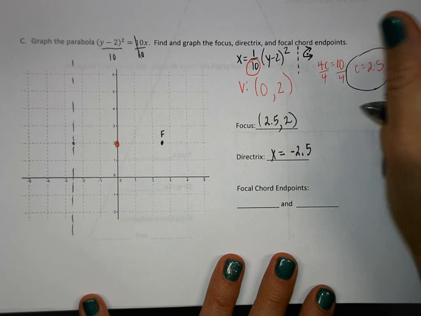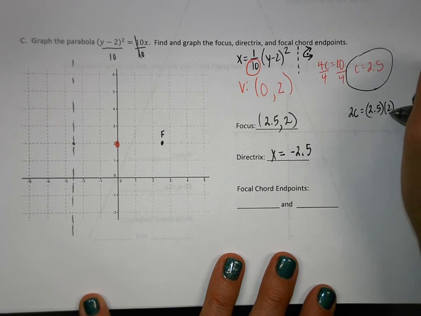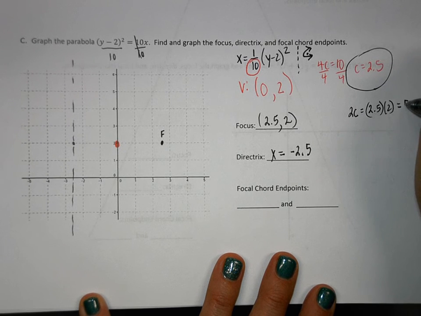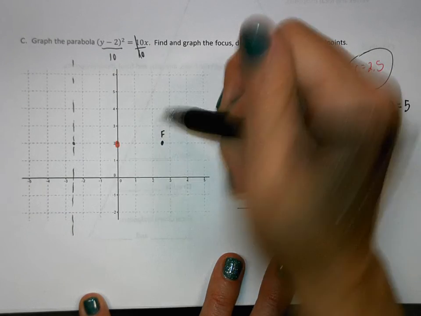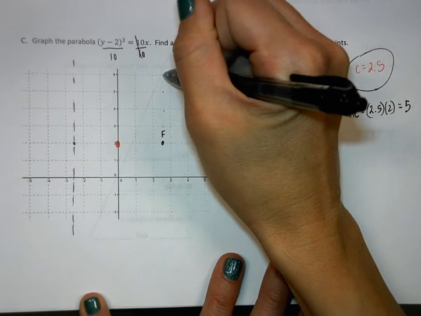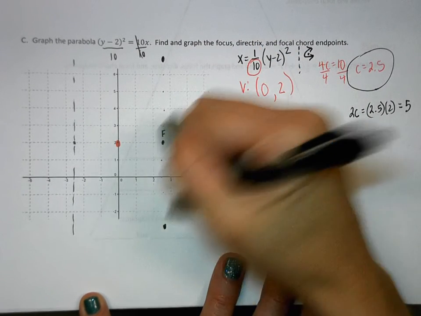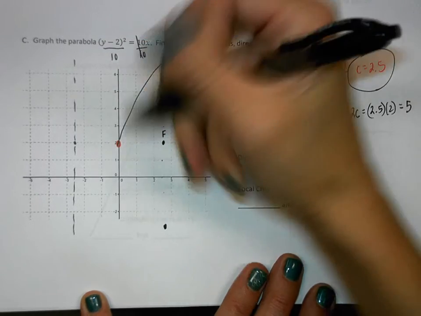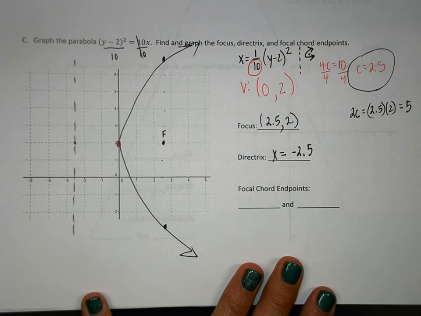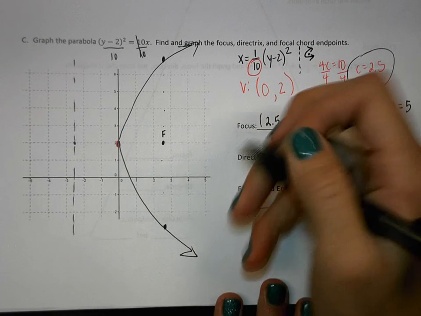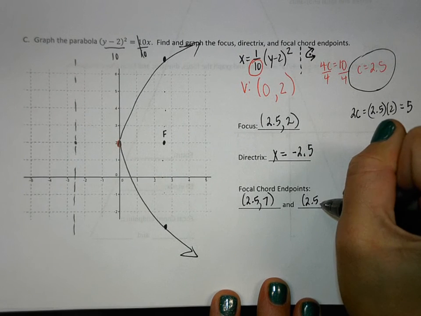Okay. And then how do we do our focal chord endpoints? Yeah, it's 2c. So that means it's 2.5 times 2, and so that equals 5. Focal chord endpoints are from your focus. So you're going to go 5 up, 1, 2, 3, 4, 5, and 5 down, 1, 2, 3, 4, 5. And then you can make your curves. What are the ordered pairs for the focal chord endpoints? 2.5, 7. Good. 2.5, negative 3. Perfect.